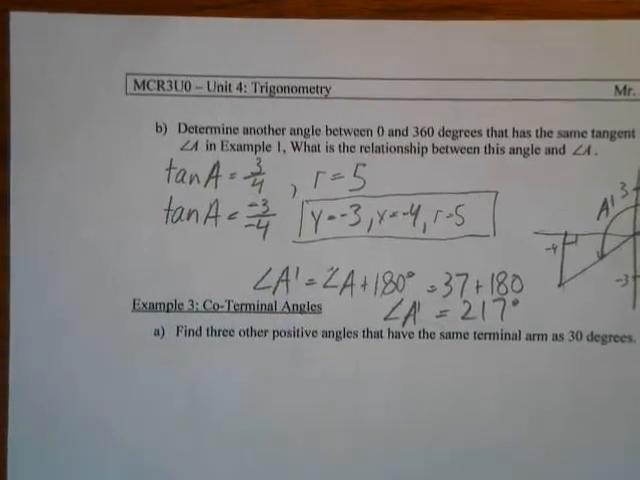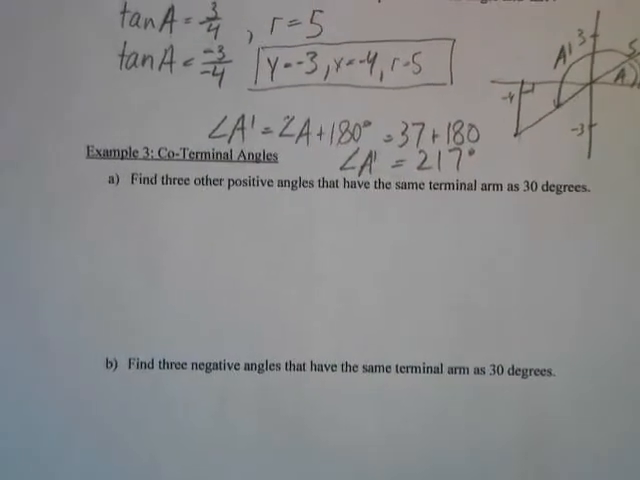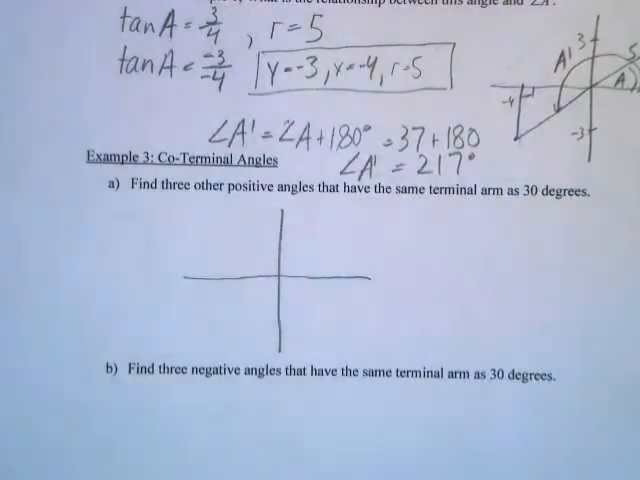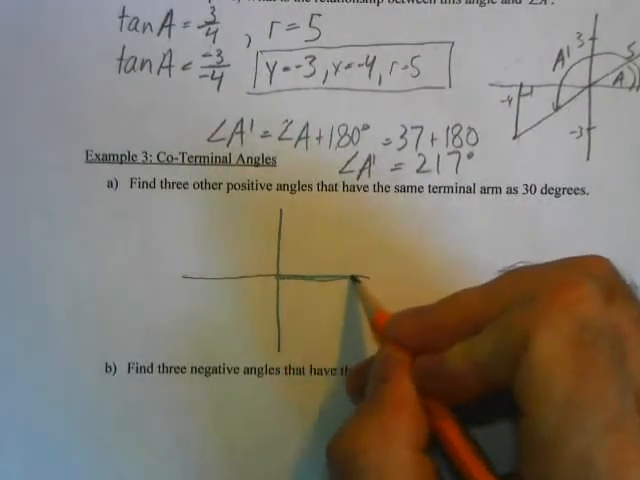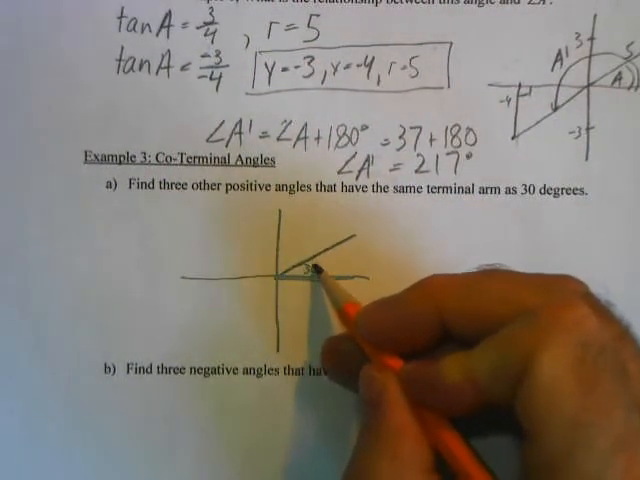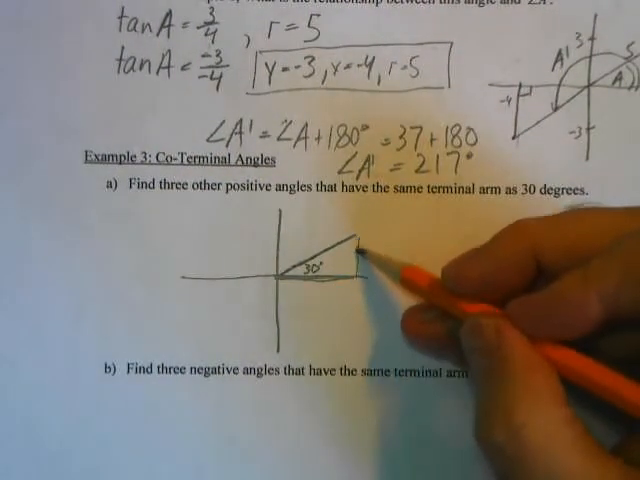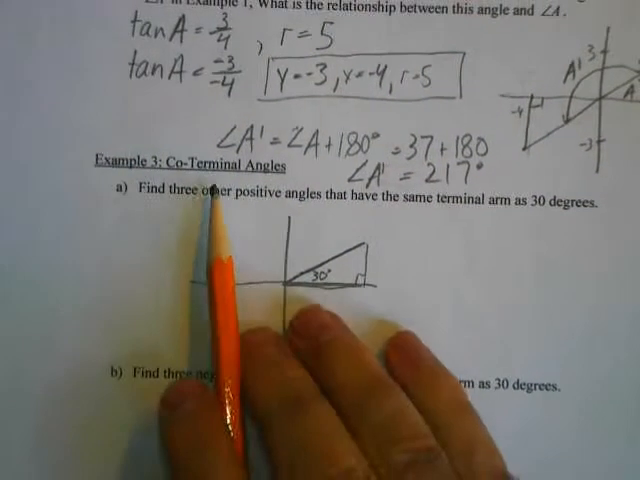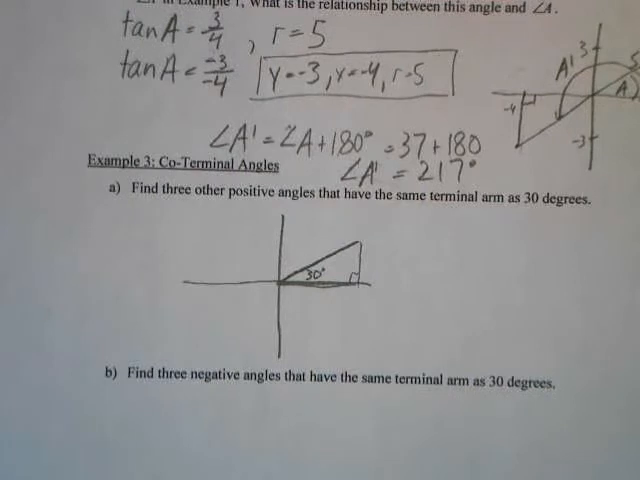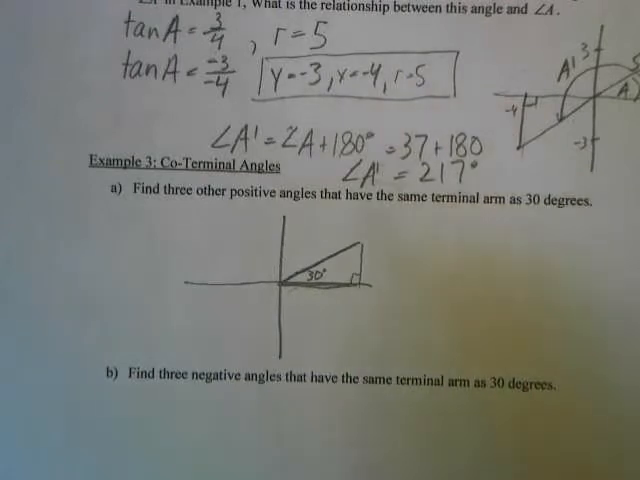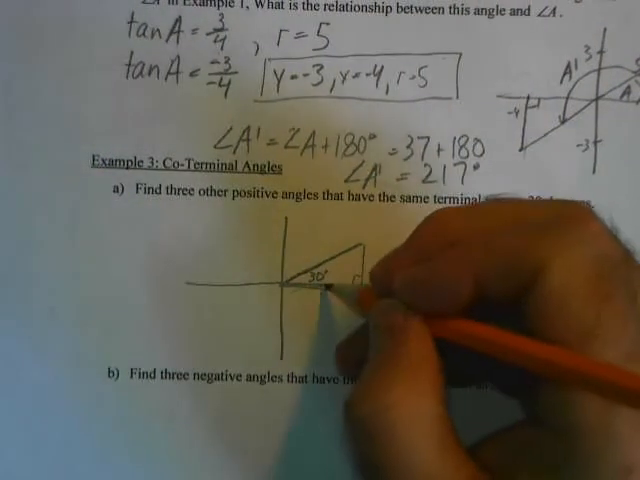Okay, we're going to wrap this up with coterminal angles. This is pretty straightforward. So if you think about coterminal angles, you've got your angle in standard position. Say I have an angle of 30 degrees. So there's my terminal arm, there's my angle. I can drop a perpendicular down if I want. Now, this question says find 3 other positive angles that have the same terminal arm. So basically the initial arm and the terminal arm aren't changing. How could you come up with other angles? Well, the answer is just keep going around and around.